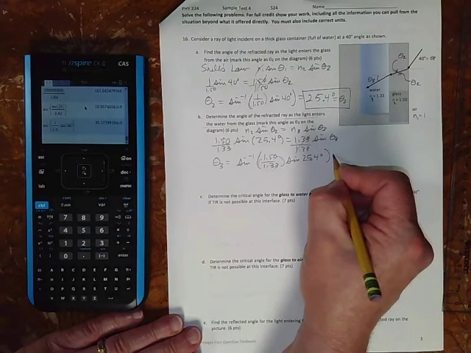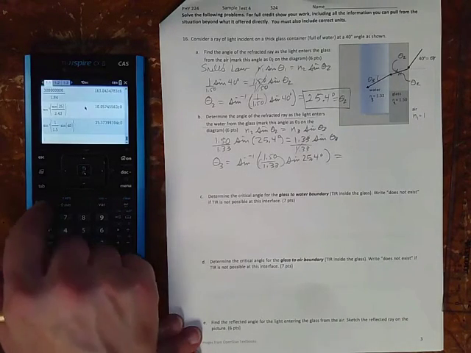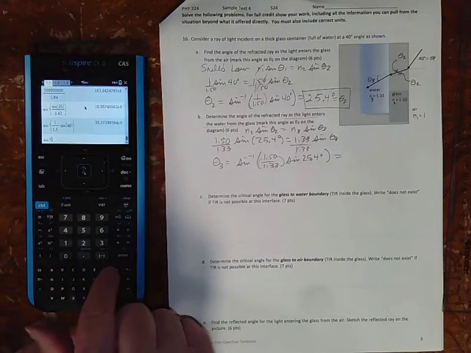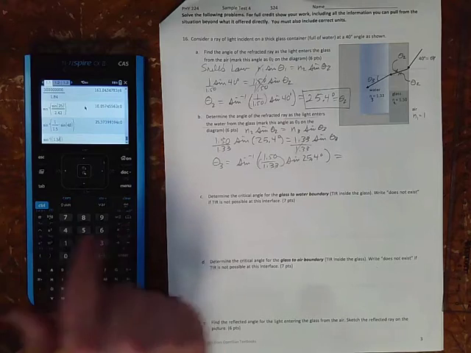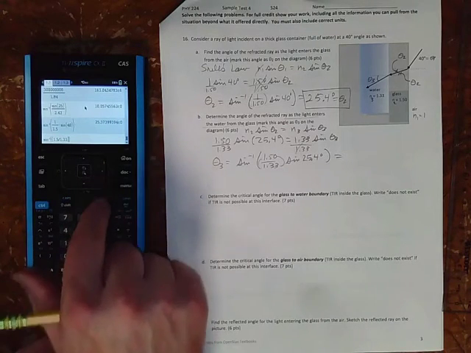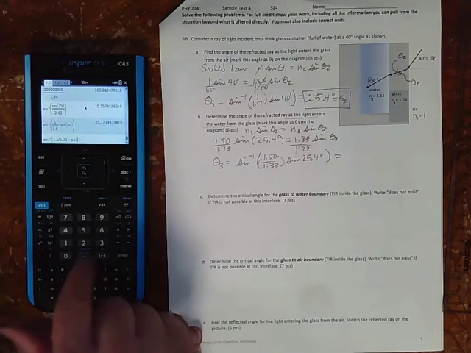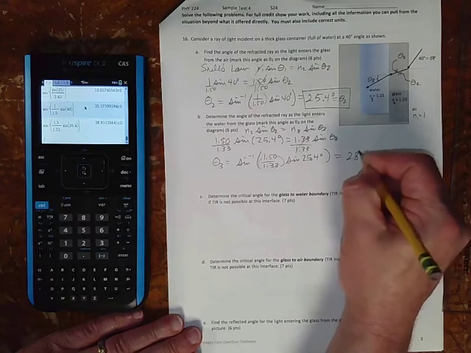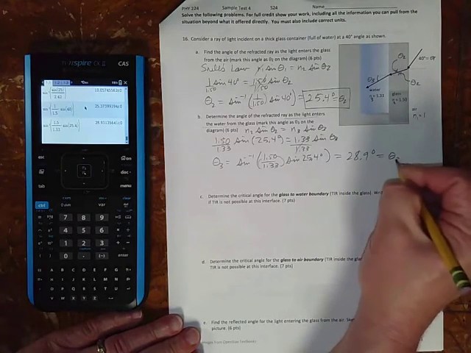Inside of the inverse sine. All right. Inverse sine of, let's put some parentheses, 1.5 divided by 1.33, and then multiply that by sine of 25.4, and we get 28.9 degrees for theta 3.